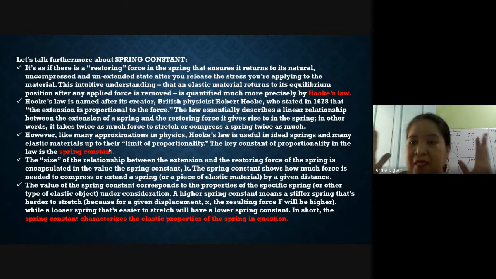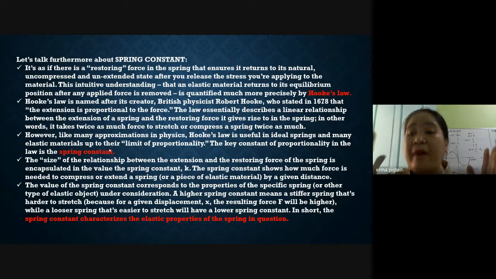Ibig sabihin, pag hindi pa nag-go beyond the elastic limit. Katulad nga ng paulit-ulit yung sinasabi kanina pa. If we go beyond the elastic limit, therefore mga anak, hindi na natin masusunod yung Hooke's law. Kasi hindi na babalik eh. Hindi na babalik yung object sa kanyang equilibrium position. Hindi na babalik yung object sa kanyang original na itsura. Magkakaroon na kasi ng permanent deformation.